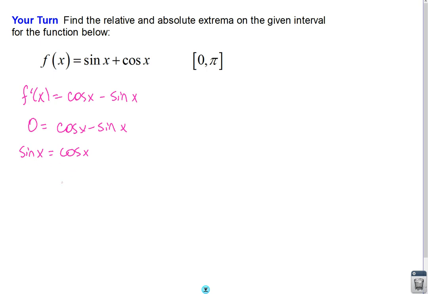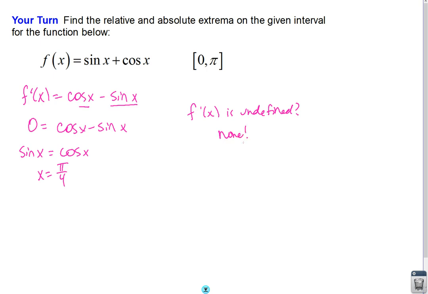The only value where this is true from 0 to pi, basically in the first two quadrants, is going to be at x equals pi over 4. Okay, that is your only critical number for this problem. Because is there a place where f of x is undefined? That's cosine minus sine. Continuous function. None. So you're good to go there.